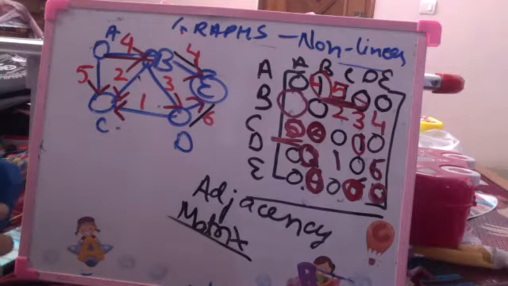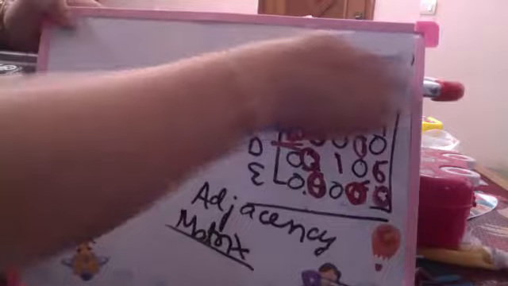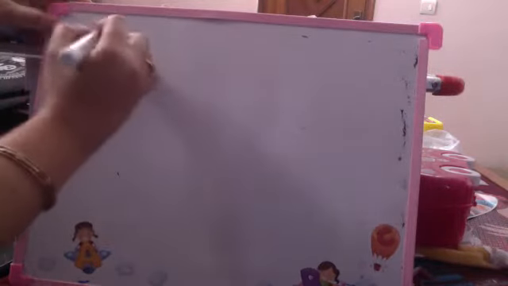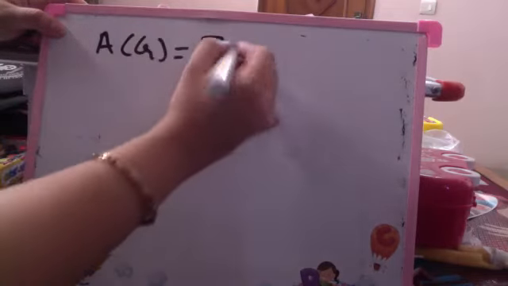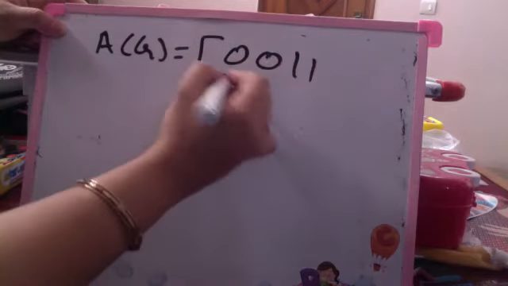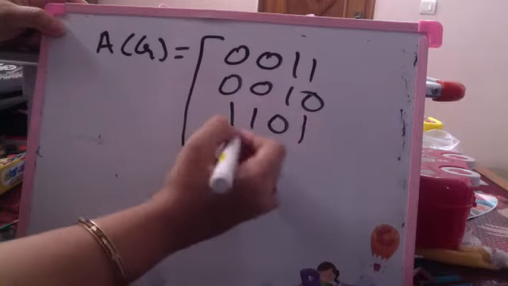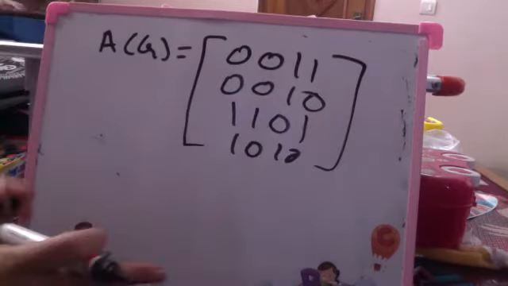So now we'll try one example of reverse. Create a graph from the given adjacency matrix. Supposedly, I'm giving you a matrix, the adjacency matrix of graph A, given to be 0, 0, 1, 1, 0, 0, 1, 0, 1, 1, 0, 1, 1, 0, 1, 0. Kindly draw the graph from this.